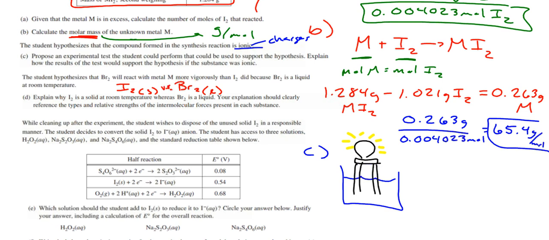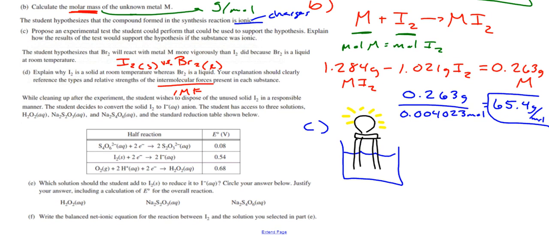Explain why I2 is a solid at room temperature, whereas Br2 is a liquid. Your explanation should clearly reference the types and relative strengths of intermolecular forces. All right, I'm going to pause this. This is a big one. Can you state why? It should be about one. Okay, here we go. Again, always state what they have first.